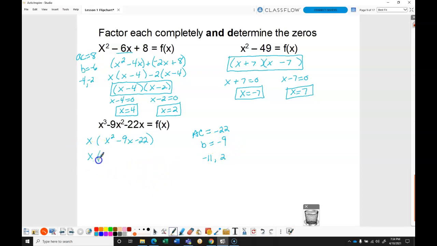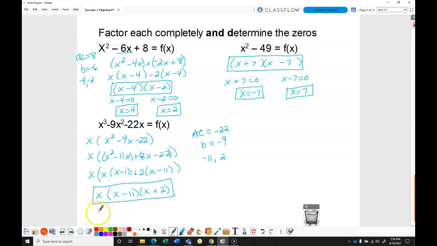So I'm going to factor by grouping here. I've got x squared minus 11x plus 2x minus 22. Okay? And I'm going to group these first two together and the last two. Pull out a common factor. This x just keeps traveling along with us. The common factor in the first two terms is x, and that leaves me with x minus 11. The common factor in the last two terms is 2, and that leaves me with x minus 11. So it looks like that's my first factor. My second one is going to be x minus 11, and my third one's going to be x plus 2. So there's my factored form.